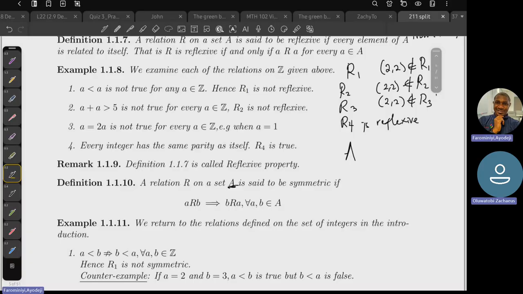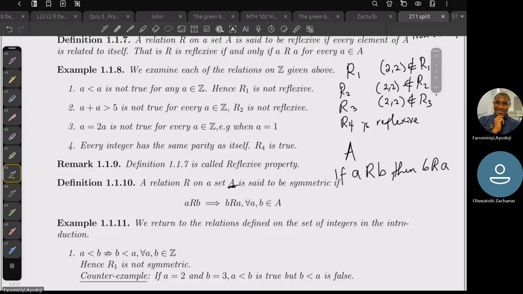So a relation on A is said to be symmetric if anytime, you have to be very careful, it doesn't say that for all A, B. It says that anytime A is related to B, we must have, if A is related to B, then we must have B related to A as well.